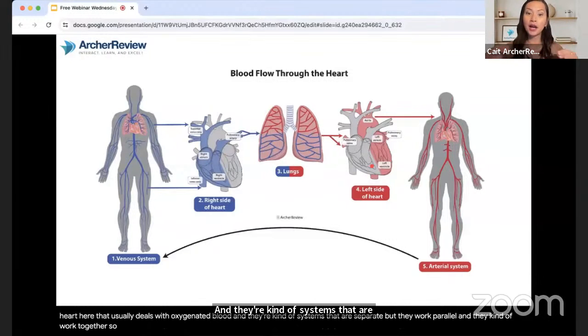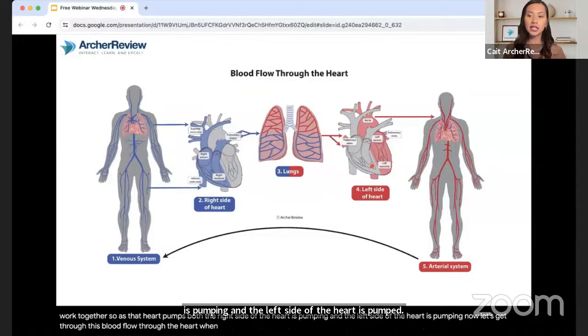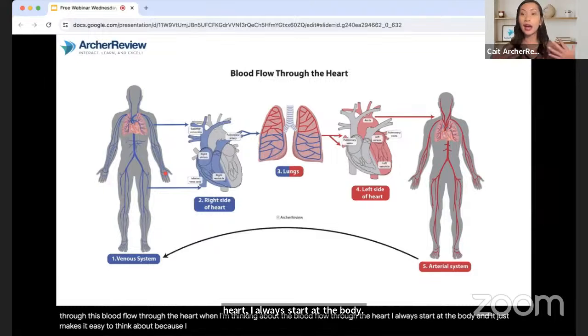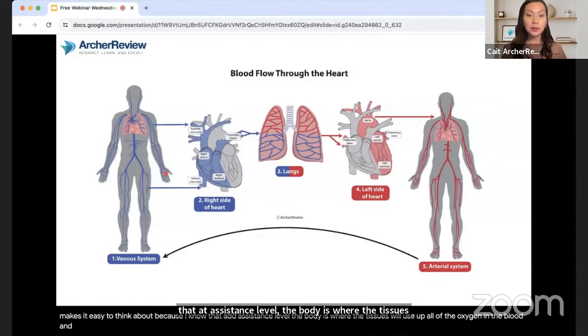So as that heart pumps, both the right side of the heart is pumping and the left side of the heart is pumping. Now, let's get through this blood flow through the heart. When I'm thinking about the blood flow through the heart, I always start at the body. And that just makes it easy to think about because I know that at a systems level, the body is where the tissues will use up all of the oxygen in the blood. And now the blood becomes deoxygenated.